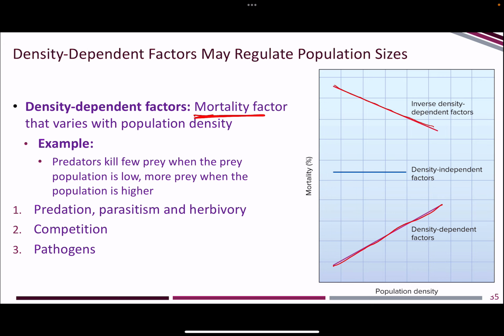So we're going to go through some different density dependent factors. We're going to talk about predation and the types of predation that there are. We're going to talk about competition, and we're going to talk about pathogens.